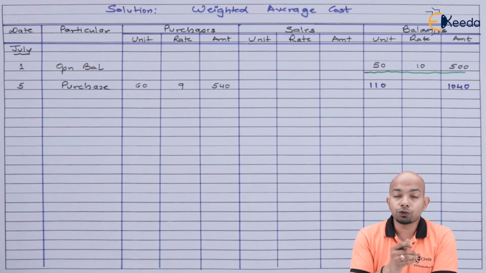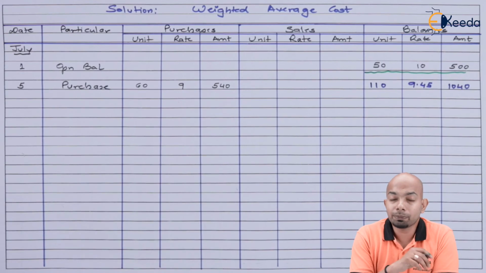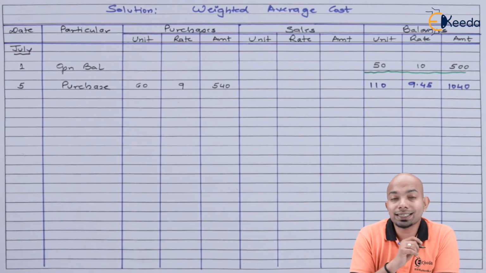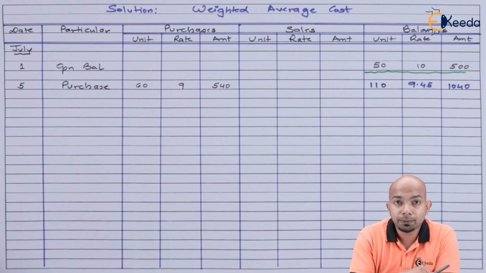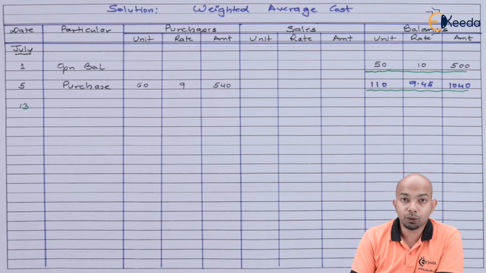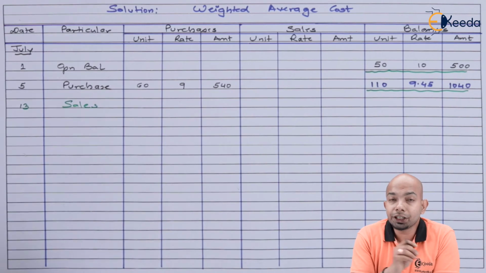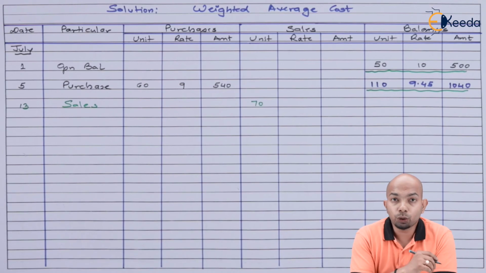Now, if you divide 1040 by 110, you will get a rate. 9.45 is the rate. That means that is the average rate here, and that has to be utilized for the next sale transaction or for any other transaction. Now, let's start with the next transaction here. On the 13th, there was a sale transaction recorded. 70 units were sold out. The rate that will be applicable here will be 9.45.